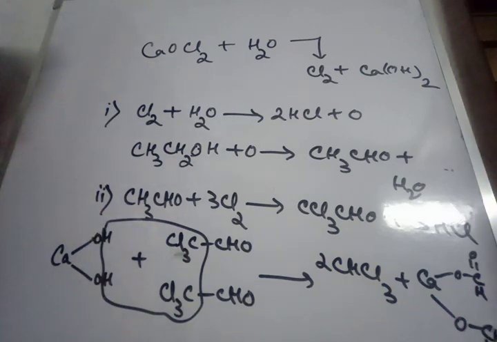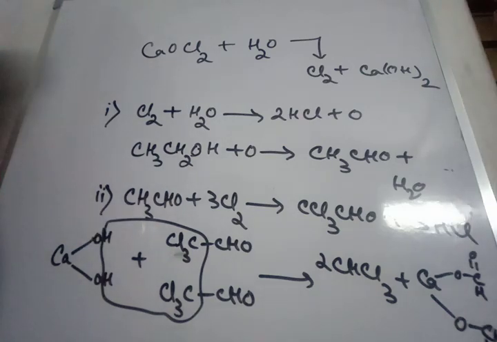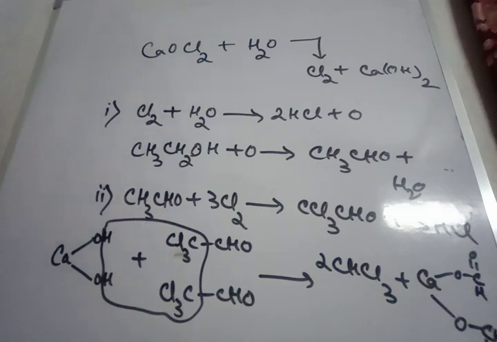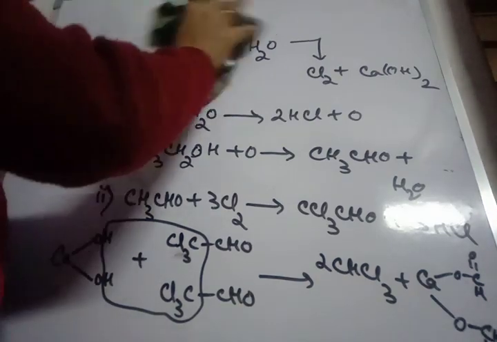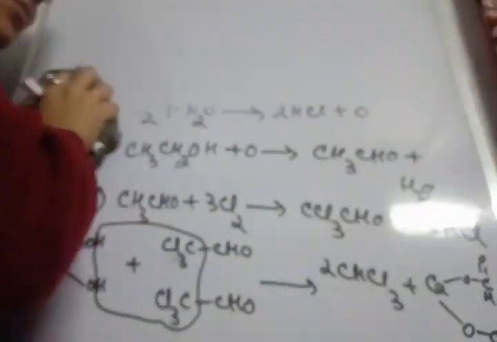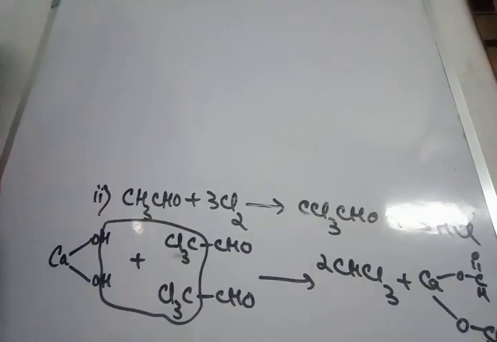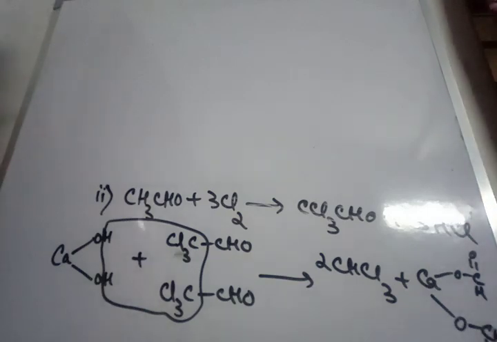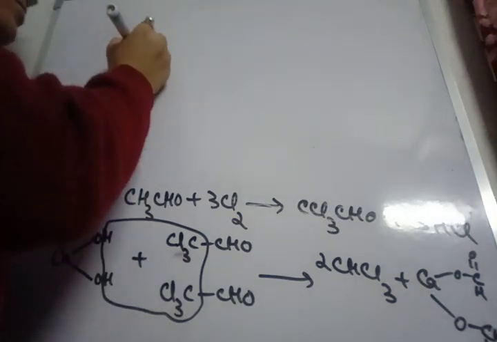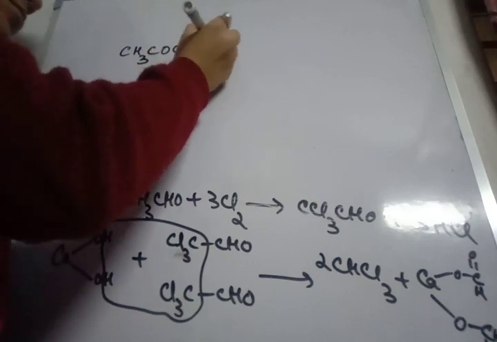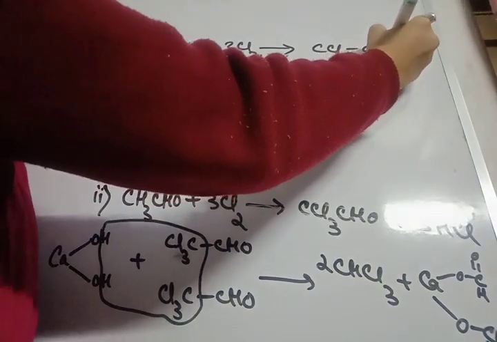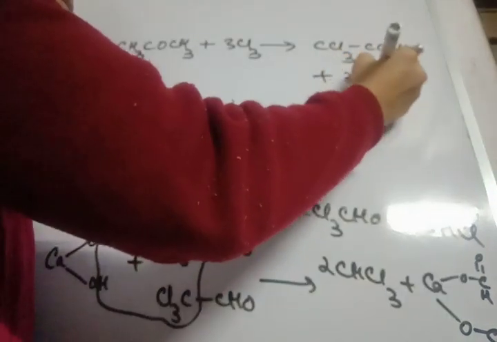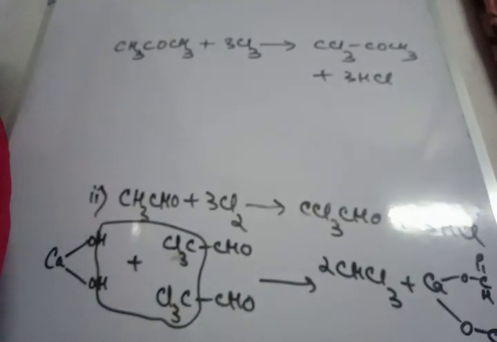Now next we come to preparation from acetone. In the case of acetone, the oxidation step is not required. So we are going to directly start from the chlorination step. So chlorination of acetone. Now next we will be treating this with calcium hydroxide.